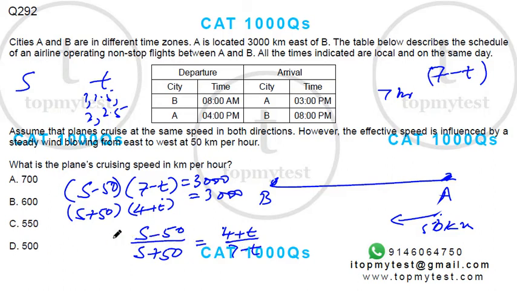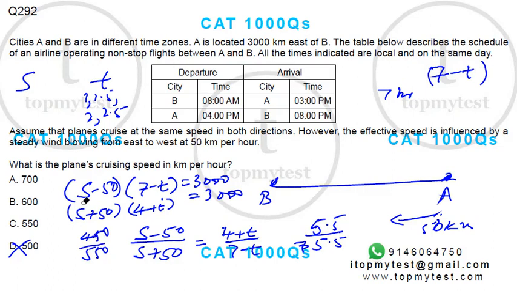If I put 500 here, this will become 450 by 550. Now I need to make this a multiple of 11. The closest multiple is 5.5. So 7 minus 1.5 will be 5.5. 4 plus 1.5 will also become 5.5. The numerator will not match. So 500 does not work. Let's try 550.